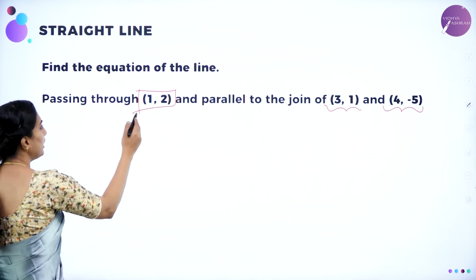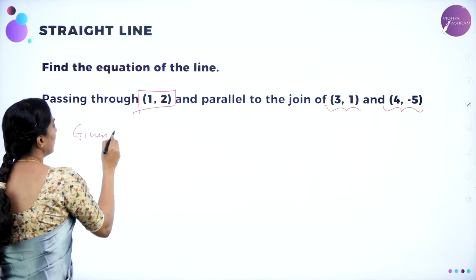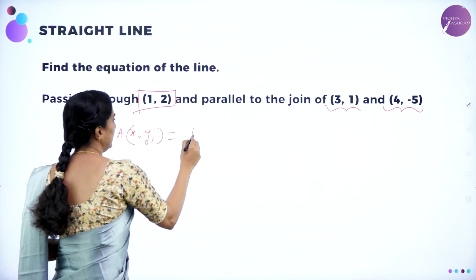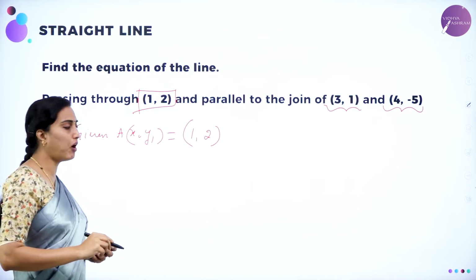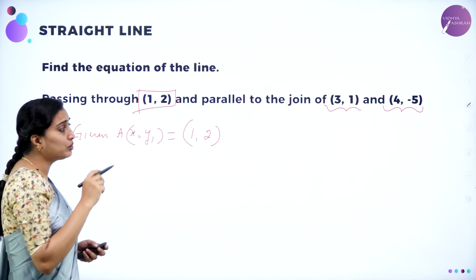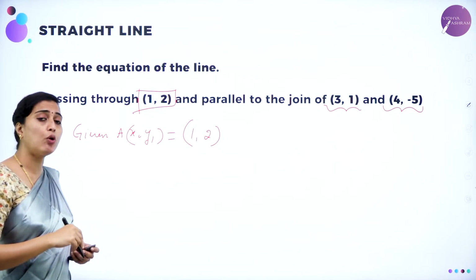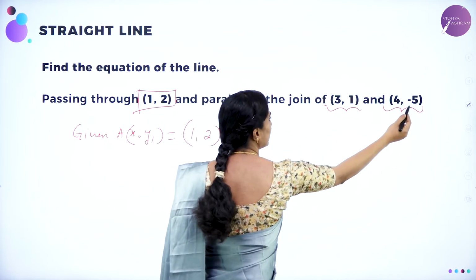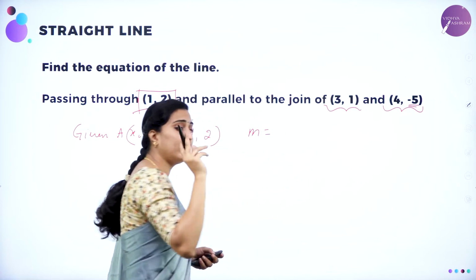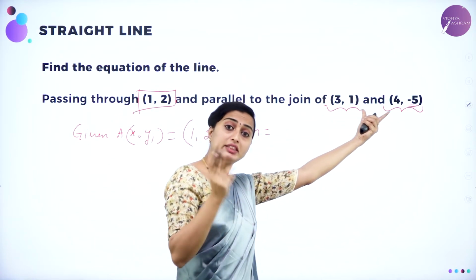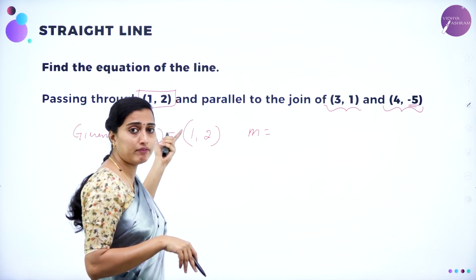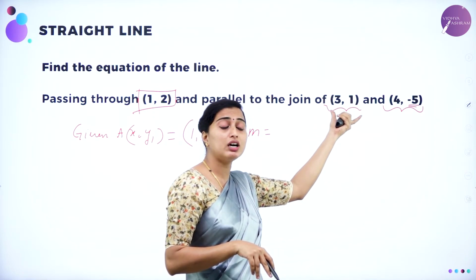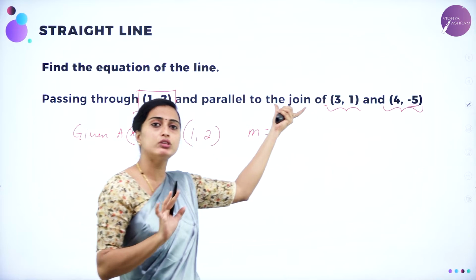Therefore, here they have given a point as (x1, y1). (x1, y1) is equal to (1, 2), x1 as 1, y1 as 2. And parallel to the line joining 2 points they have given, means how to find out the slope? They have given the point I am considering as x1, y1. Don't get confused between this x1, y1 and this x1, y1. They have given parallel to the line joining these 2 points, which means to find out the slope.